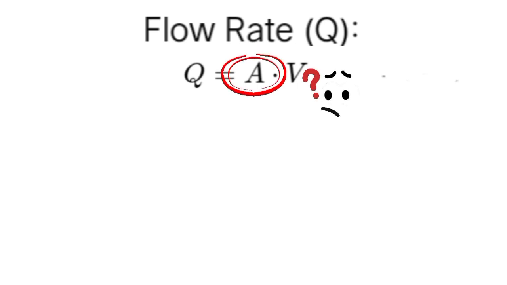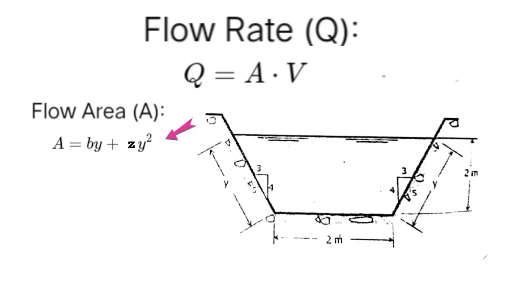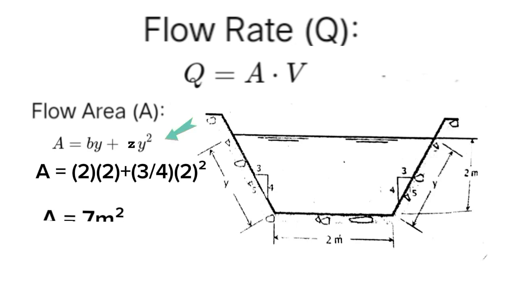So, the flow area is the cross-sectional area of water flowing through the channel. For a trapezoidal channel, we have our area A equal to by plus zy squared, where b is the base width, y is the depth of flow, and z is the side slope ratio. Plugging in the values, we have A equal to 2 multiplied by 2 plus 3/4 multiplied by 2 squared. In solving, it resulted in 7 square meters. So now, we have the value of our area.